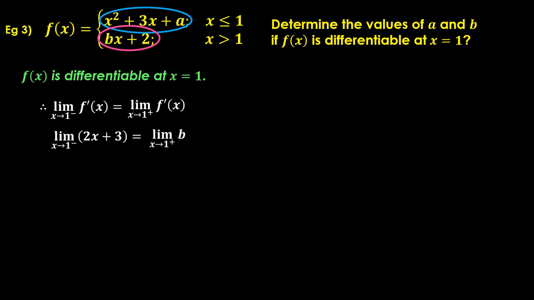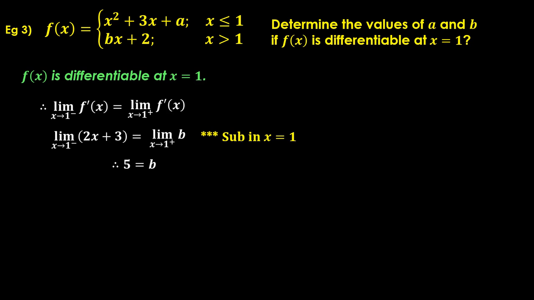Now, what else do we know about that point? Where are we trying to test differentiability? We're trying to test it at x is equal to 1. So we're going to substitute x with 1. In other words, we end up with b is 5. So we managed to calculate the value of b.